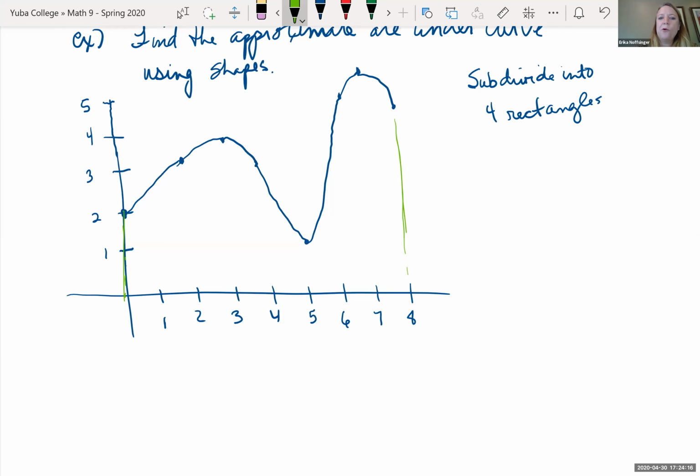We want it in 4 rectangles, and so we have to look at what the width of a rectangle is, and we can call that the change of x. So this is the larger bound 8 minus the smaller bound 0 over how many rectangles we want, in this case 4. And so this is going to give me 8 divided by 4, which is 2. And so that's telling me each width in here is 2.